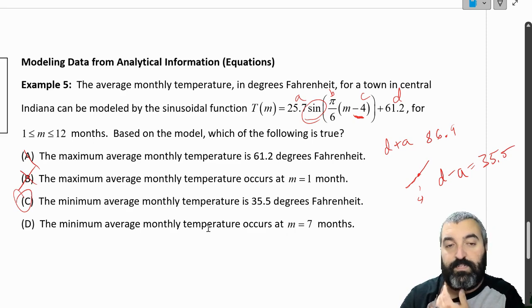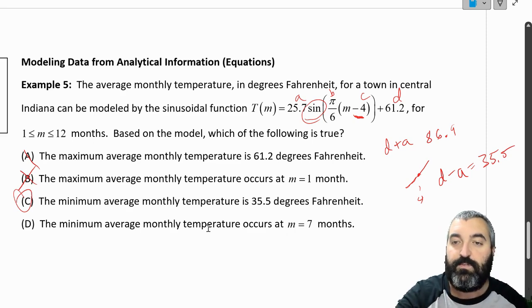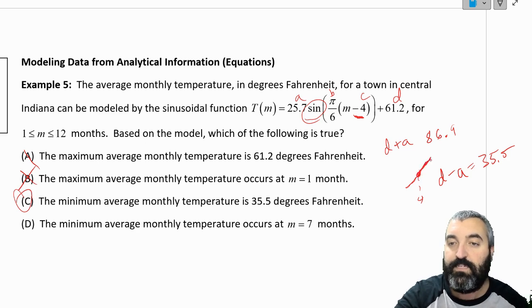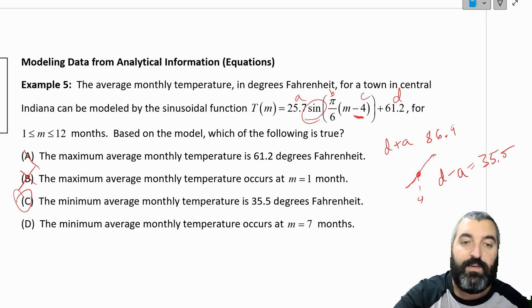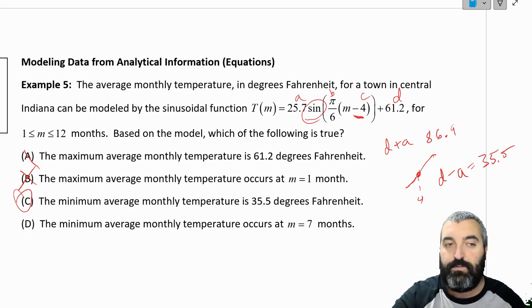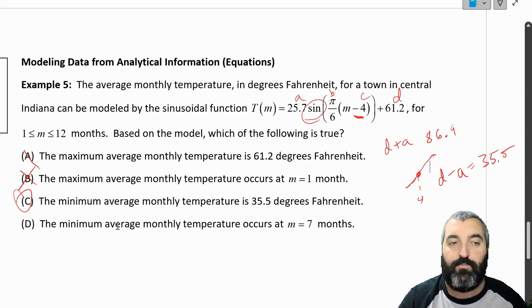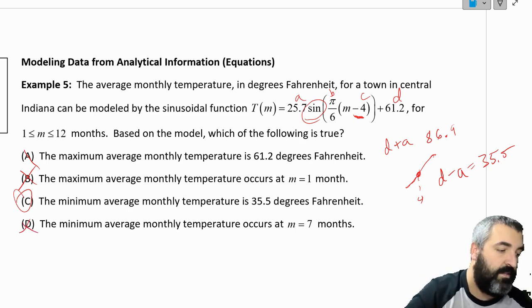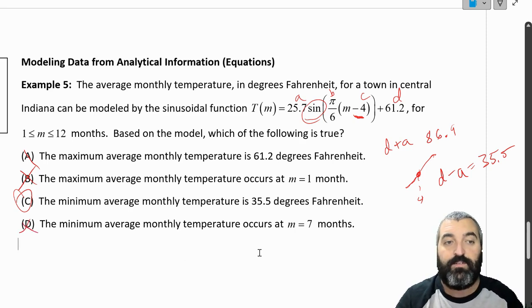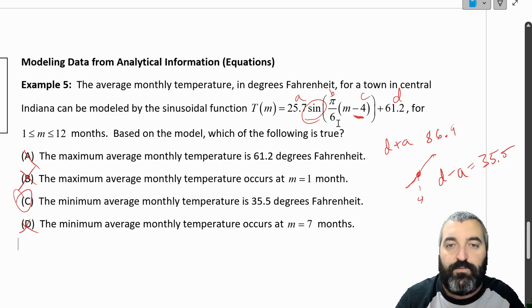And for D, the reason it's wrong is the same idea as what we were talking about here. If at 4 is the middle and it's going positive, actually I think at 7 a maximum happens, so it wouldn't be that one either. And there we go. That's it for today's video. Just use those A, B, C, and D values. You could do a sketch if you wanted to, but you could also just think through it if you know what A, B, C, and D are.